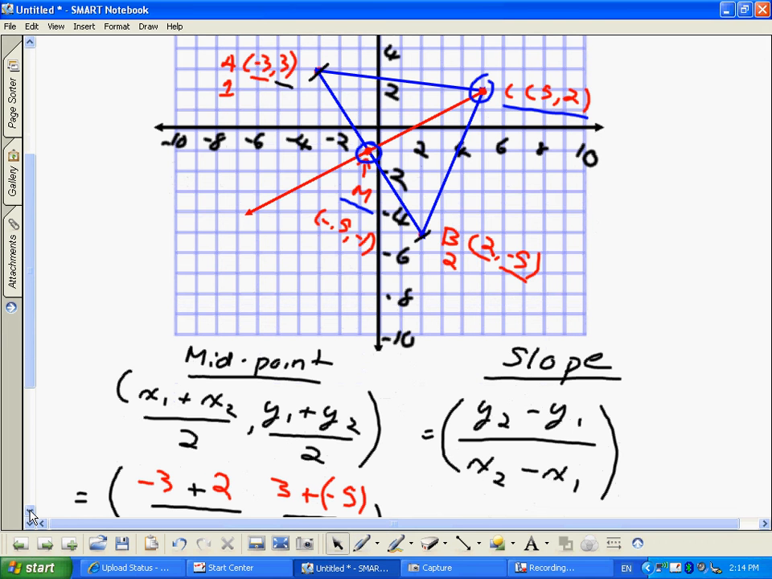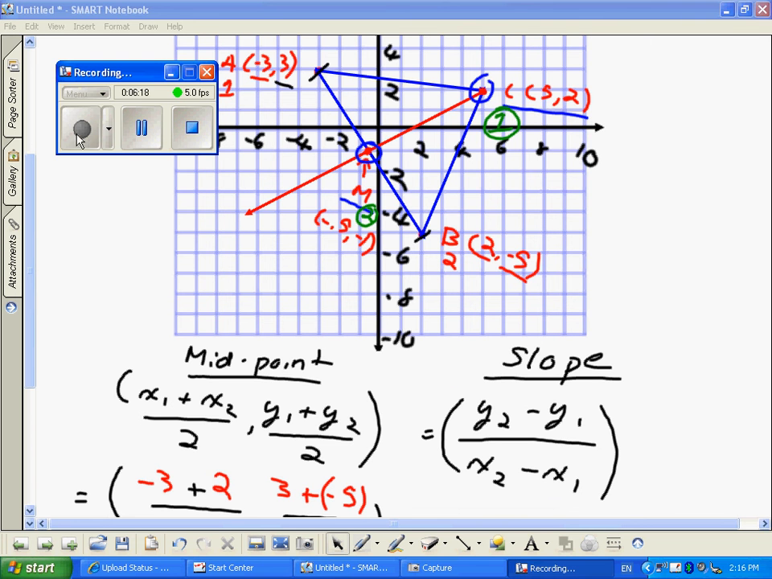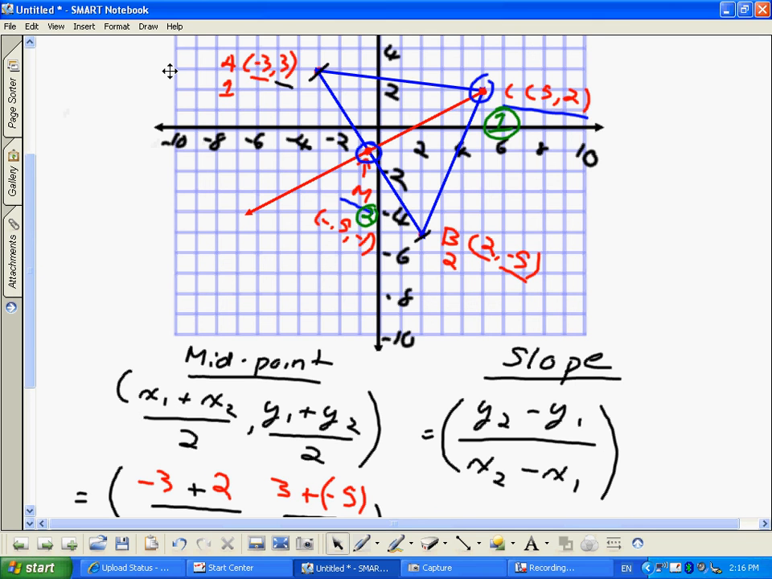Another thing we're going to need to do is call one of these points 1 and one of these points 2, so that we have an x1 and a y1 and an x2 and a y2. So I'm just going to choose: we're going to call C our 1, and we're going to call M our 2. That's just for x1, y1, and x2, y2. It doesn't matter which one I number 1 and 2, we'll still end up at the same answer.